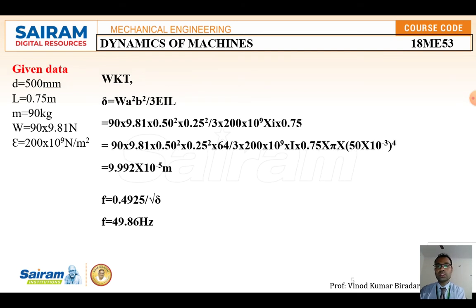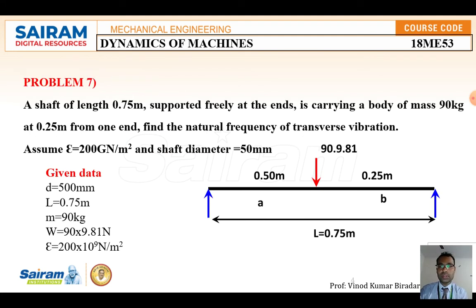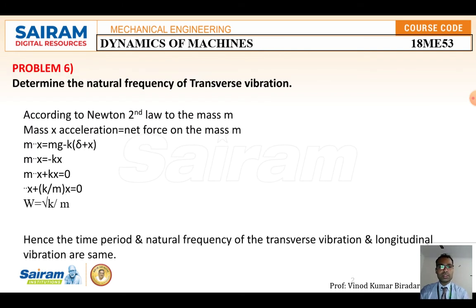And the deflection formula: delta is equal to W a square b square divided by 3 E I L. You have to remember this formula to solve problems on transverse vibration. It is very important. This looks very silly, but you have to remember the formula. They may ask you around 4 to 5 more questions. So I think you understand these two problems: the natural frequency of the transverse vibration, and the problems on a single load acting on a normal shaft.